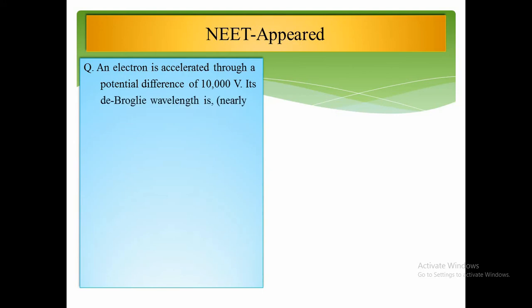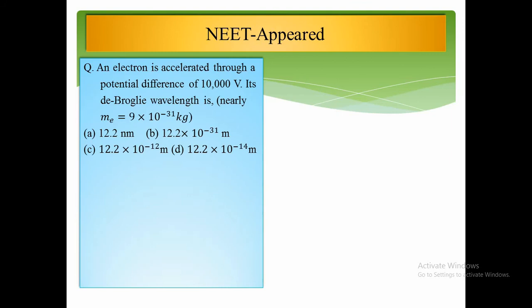Its de Broglie wavelength is... He asked you to calculate the wavelength, and given is the mass of an electron, 9 into 10 raised to minus 31 kg. The options are like this: 12.2 nanometer, 12.2 into 10 raised to minus 31 meter. Third option, 12.2 into 10 raised to minus 12 meter. Fourth option, 12.2 into 10 raised to minus 14 meter.